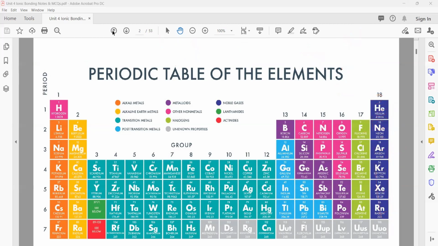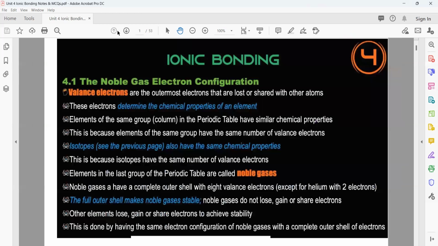So this is what they want to tell us about noble gases. Go back to the previous page. Here you can see that the valence electrons are the outermost electrons that are lost or shared with other atoms. They're asking what valence electrons are. Yesterday we discussed that if you draw a structure, for example I draw helium, here the first shell is the last shell. These last shell electrons are known as valence electrons.